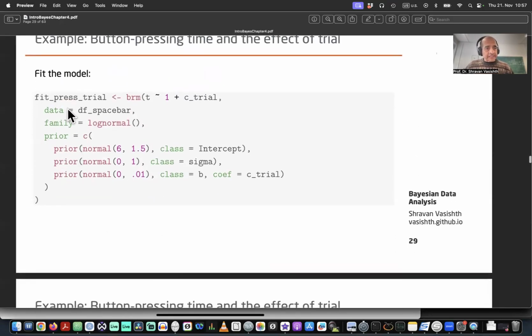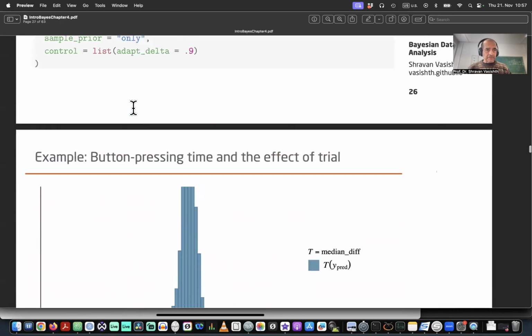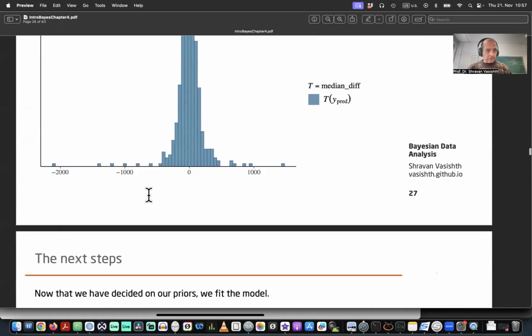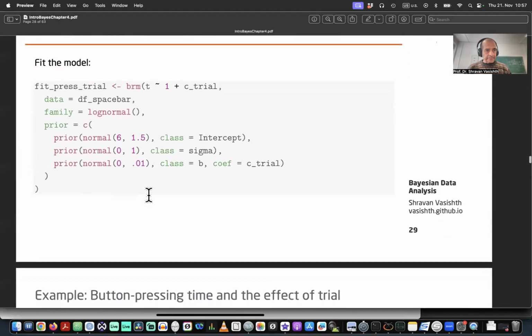This time we are fitting the actual data. You see this, right? Earlier I was using just a fake dummy data set. There was a dummy data set there. So now we are fitting the actual data, and with a more informative prior.